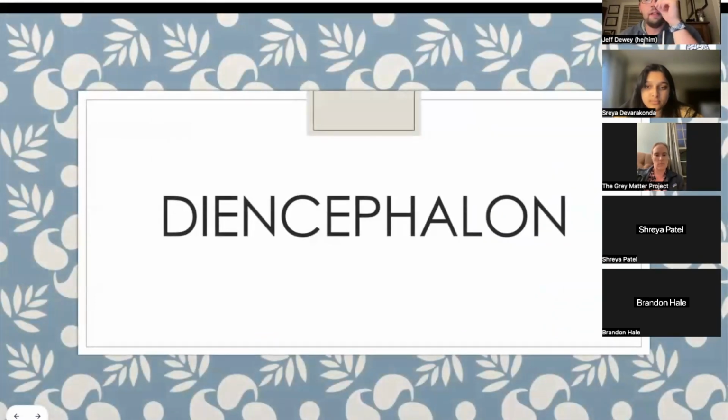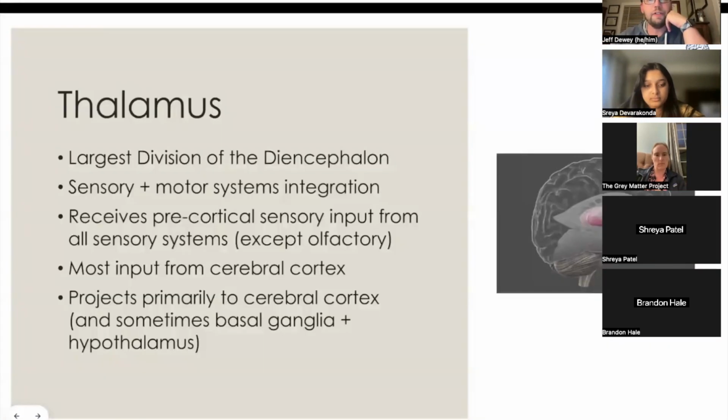So let's talk about the deeper parts of the brain now. So we're going to talk about the diencephalon first. So the main part is the thalamus. It's the largest division of the diencephalon. It's really the relay station for sensory and motor information. So a lot of things go into the thalamus, a lot of things come out of the thalamus. It projects to a lot of parts of the brain and receives input from a lot of parts of the brain.